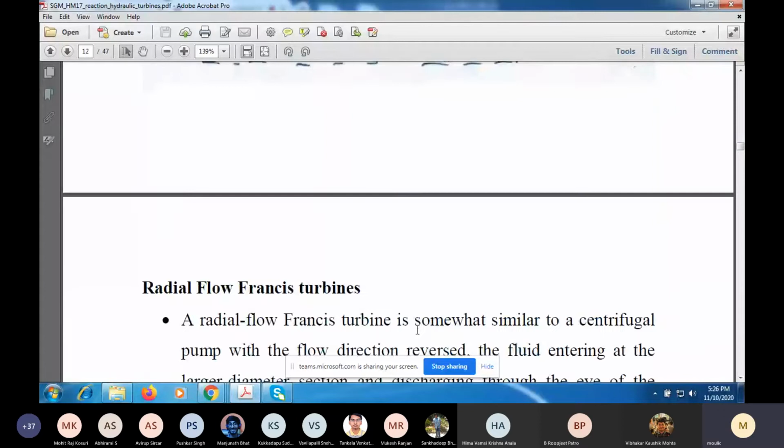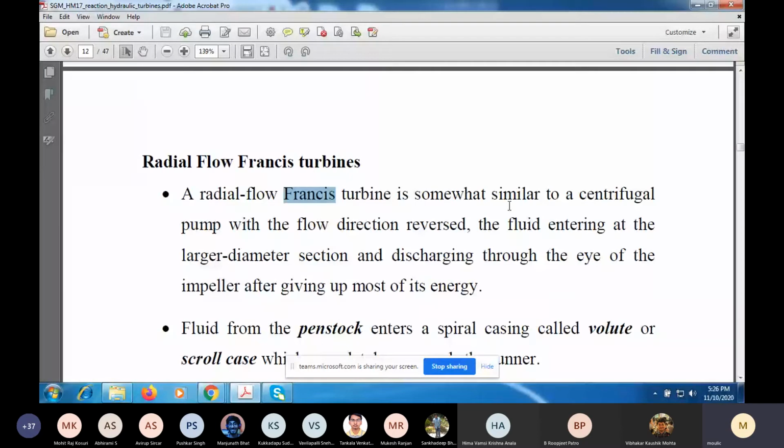So as you can see, a radial flow Francis turbine is somewhat similar to a centrifugal pump with a diffuser. Only thing, the flow direction is reversed. So the fluid enters the impeller at the large diameter section and discharges to the eye of the impeller after giving up most of its energy.